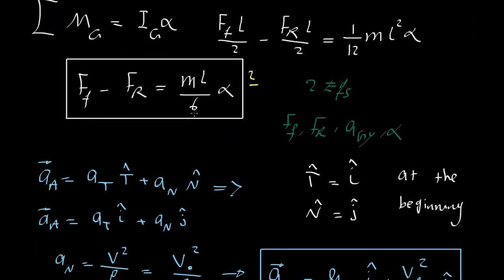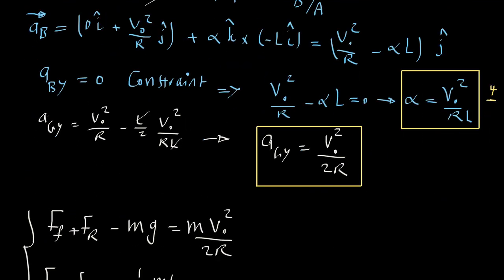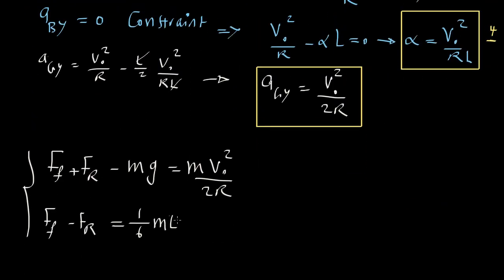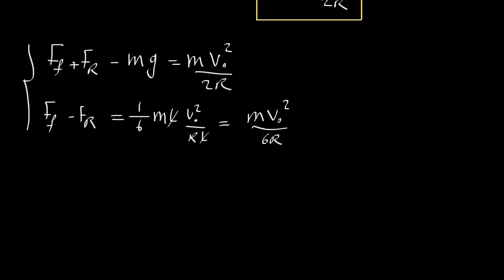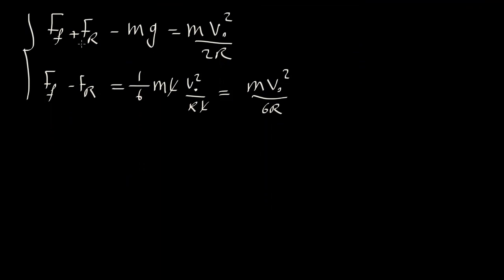So yeah, ml over 6 times alpha, and we have the value for alpha. So alpha is equal to v naught squared over rl, which this gives us L. We can cancel out the L's here. We have m v naught squared over 6r. So now we have 2 equations on 2 unknowns, f of f and f of r. I can just sum up the left hand side of these equations with each other and also right hand side with each other to find out the value of f of f.